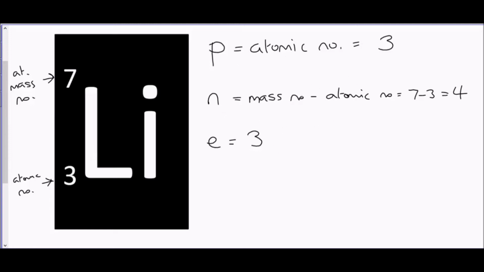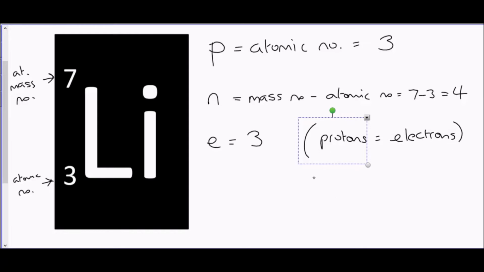Now there are 2 ways that you might have arrived at that number. You may have said, this is lithium as it appears on the periodic table, therefore it's a neutral element, therefore the number of electrons is equal to the number of protons. So we could have said protons equals electrons.